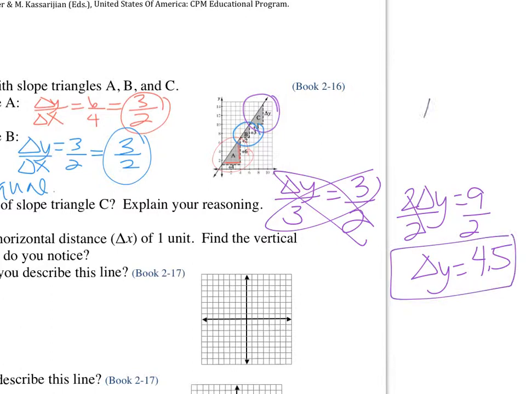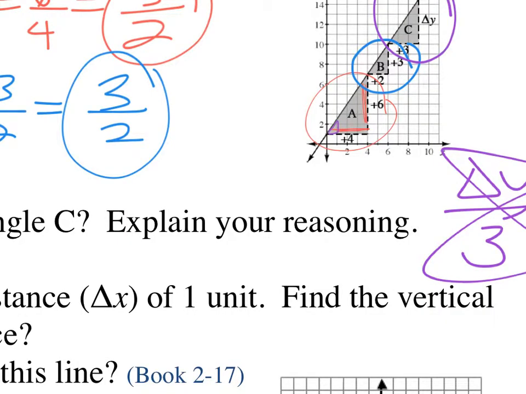So, and we could check. 4.5 divided by 3 is going to give us 3 divided by 2, or 1.5 as the decimal. The last part of this question says to draw a slope triangle on the line with a horizontal distance change of x of 1 unit. We want to find the vertical distance change in y of this new triangle.